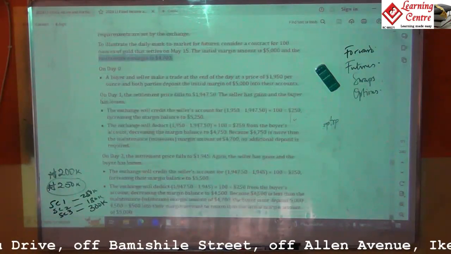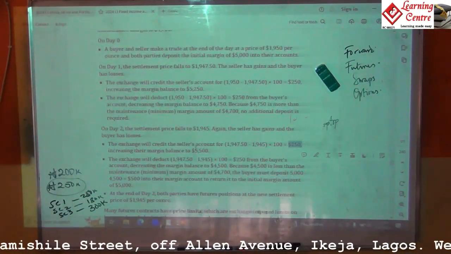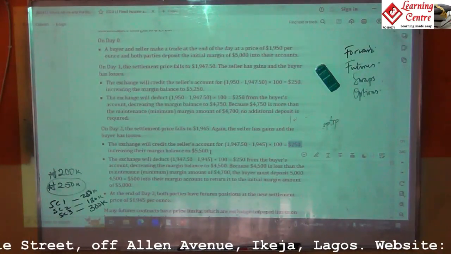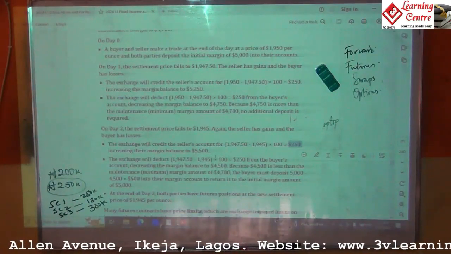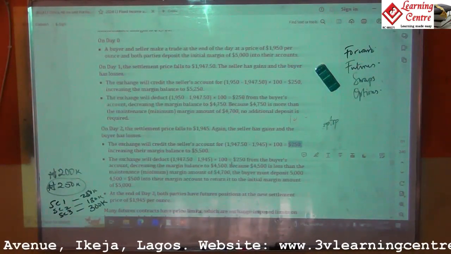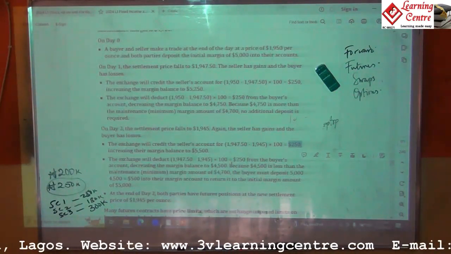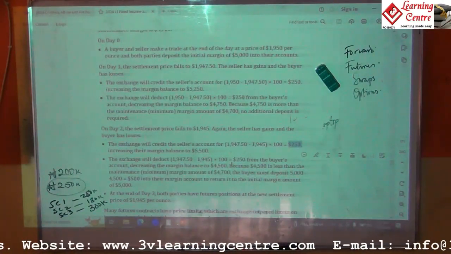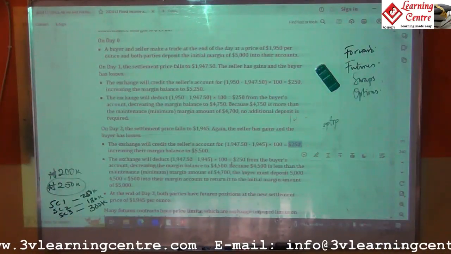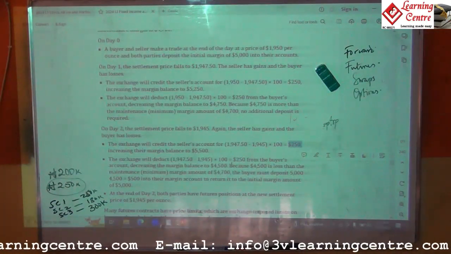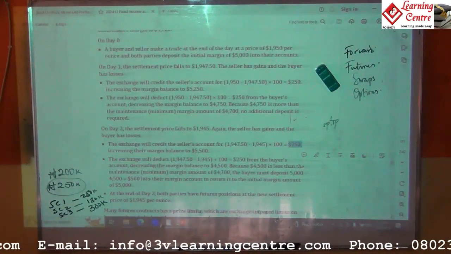But day two, it falls again. It falls to 1,945. So there is an extra 250 again. Now the seller had 5,250. Another 250 on top takes it to 5,500. He's gaining. The buyer had 4,750. If you take out 250, it goes to 4,500. 4,500 is less than that minimum balance of 4,700. So what they will ask him to do is to bring 500, because 500 is what will take him back to 5,000, not 4,700. You get? And then it keeps going like that on a daily basis. So that's how, when day 2 comes, day 3 comes, it happens like that.